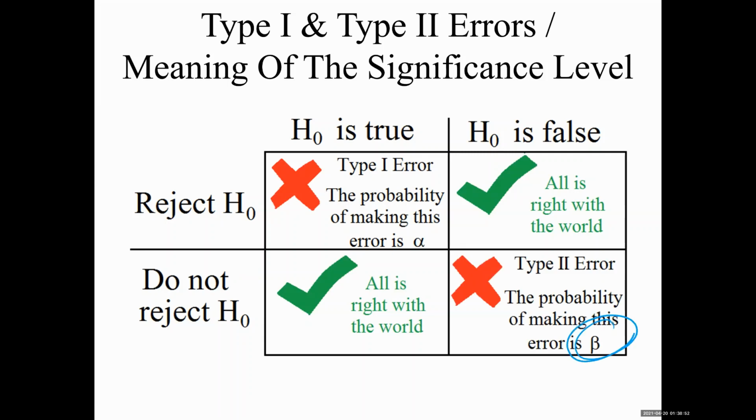Unfortunately, we're not going to have time to talk about beta, so don't worry so much about it. But be able, on a quiz or an exam, to answer the question if I ask what's a type 2 error. So if I say, what's a type 2 error?